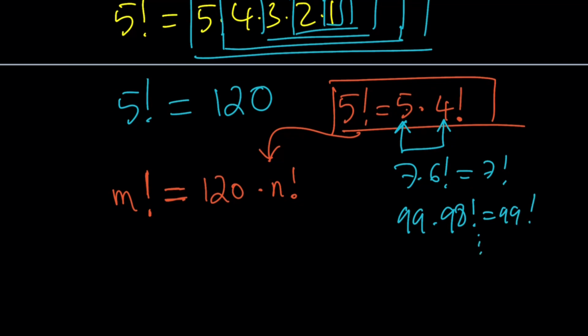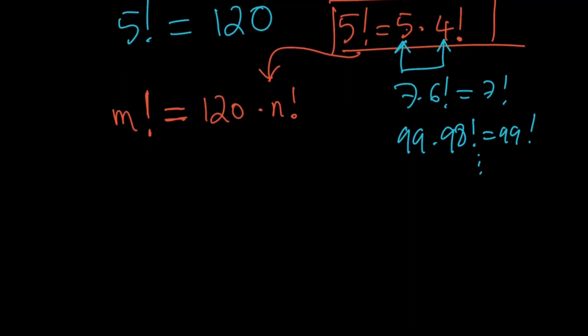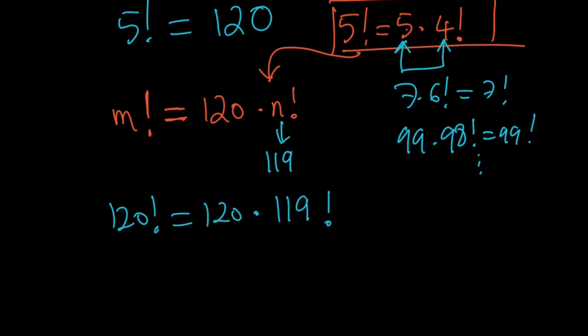You can write lots of examples. But in this case, I want n to be 119 because 120 factorial is 120 times 119 factorial. So it just fits the pattern. n equals 119 is a solution. It's just one of the solutions, but there's more. Remember what we said about the number 120?